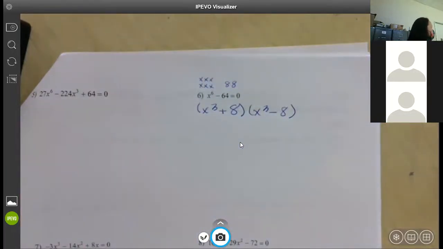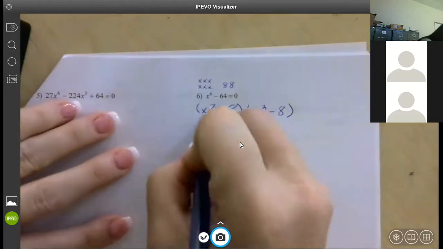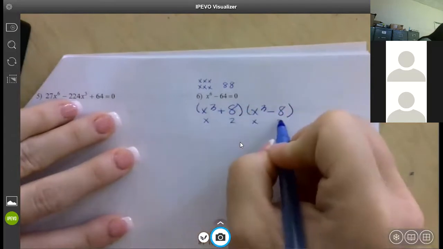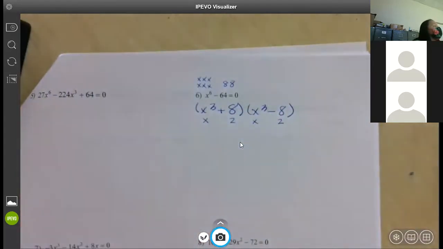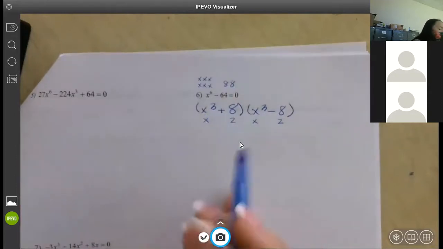How many answers should we have in the end? 6. So we've got to keep factoring, okay? We've got to keep factoring because this is not going to give us 6 answers. These are perfect cubes. So x and 2, x and 2. They're either going to be perfect squares or perfect cubes, or you're not going to be able to factor them at all. How do I know they're perfect cubes? They got cubes, okay?